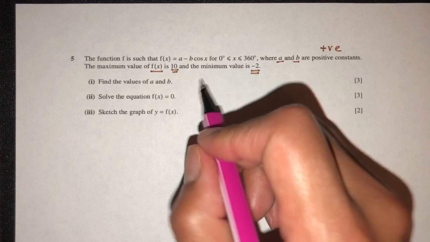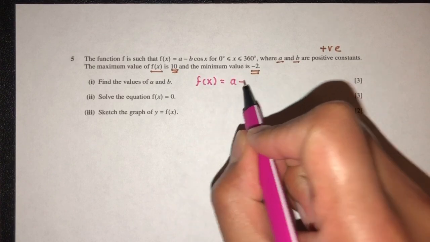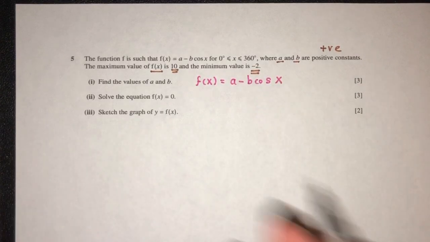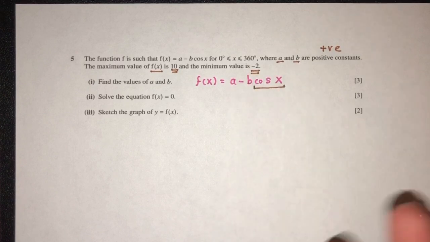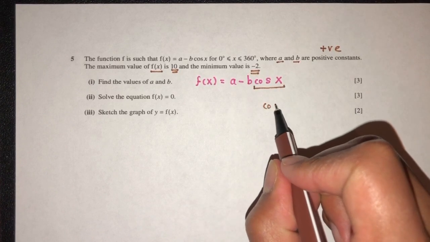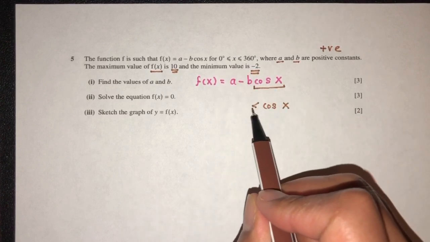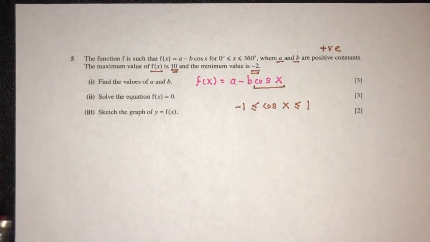So step by step, we know that f of x is equal to a minus b cos of x. Now, the only thing changing in this equation is obviously cos of x, because a and b are constants. Now, we know that for x between 0 and 360, cos of x can take values between -1 and 1. Now, we have to check.